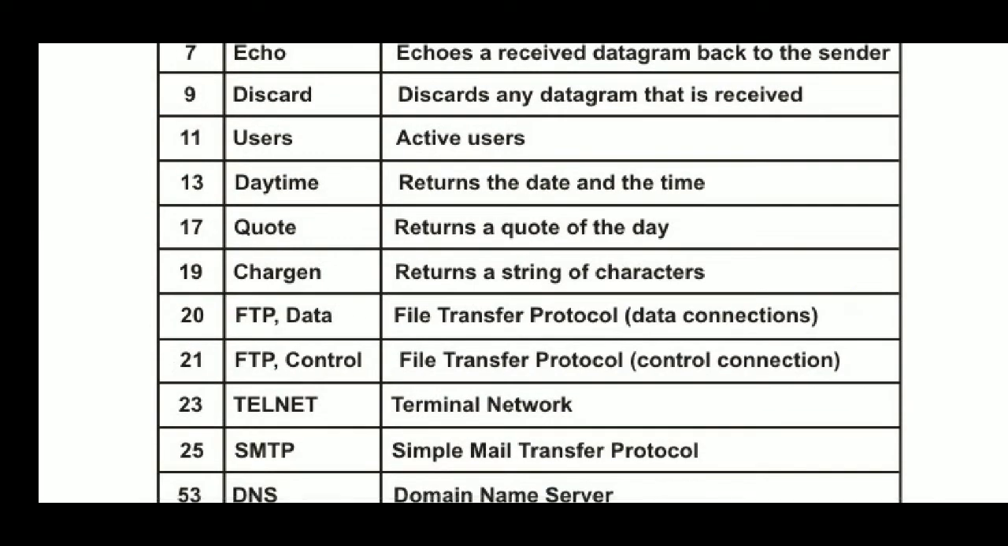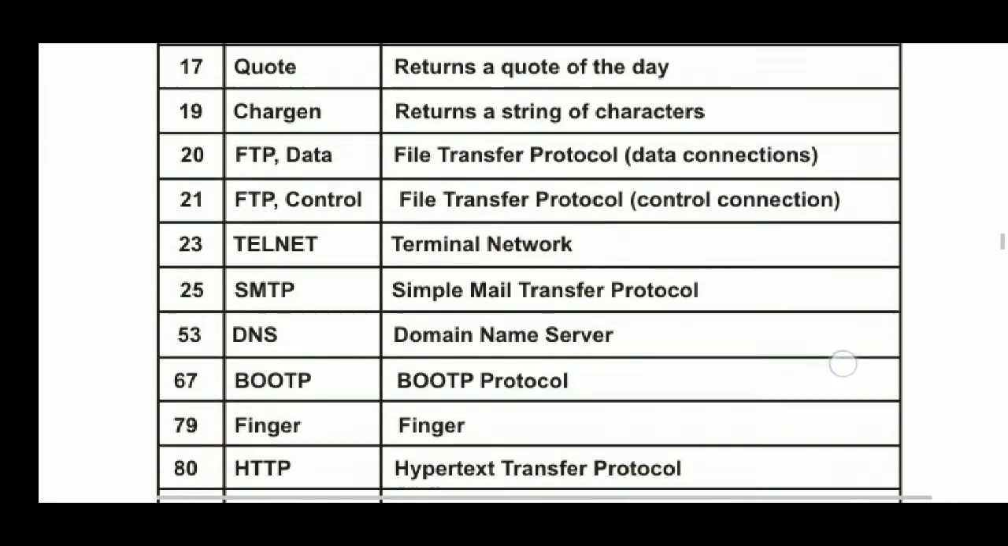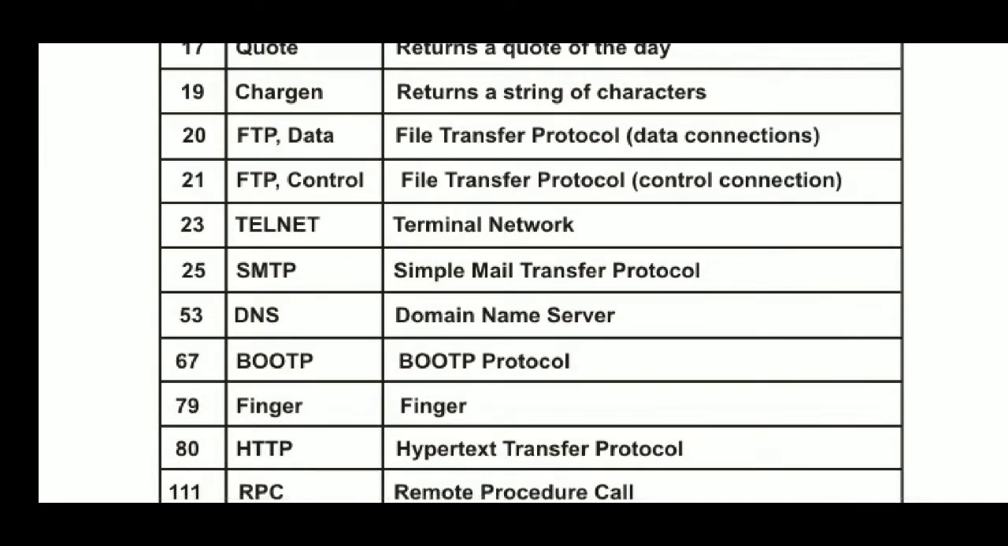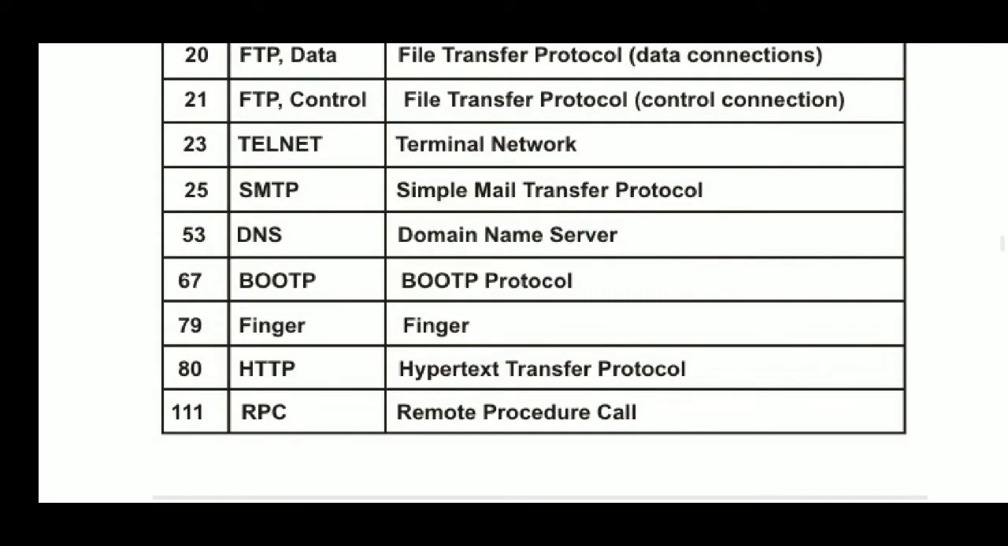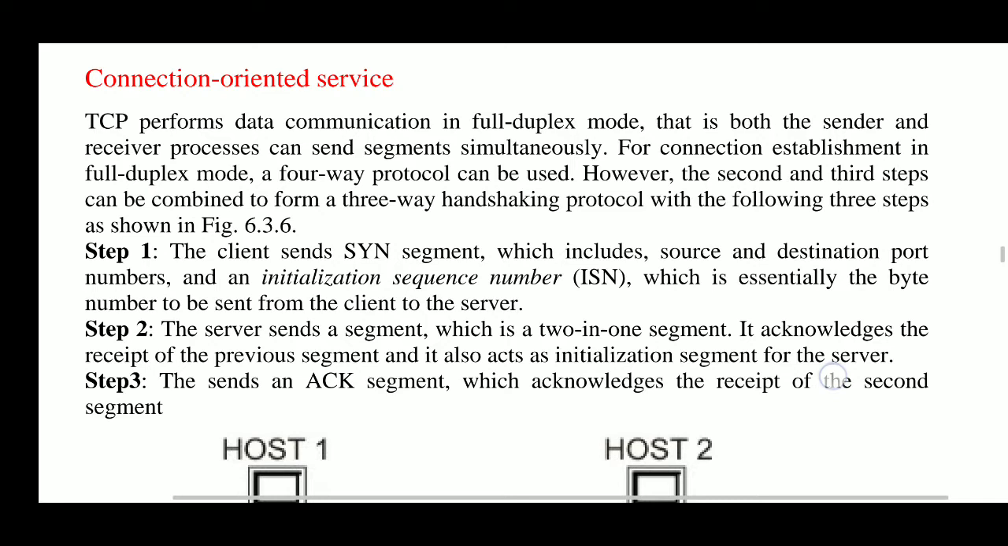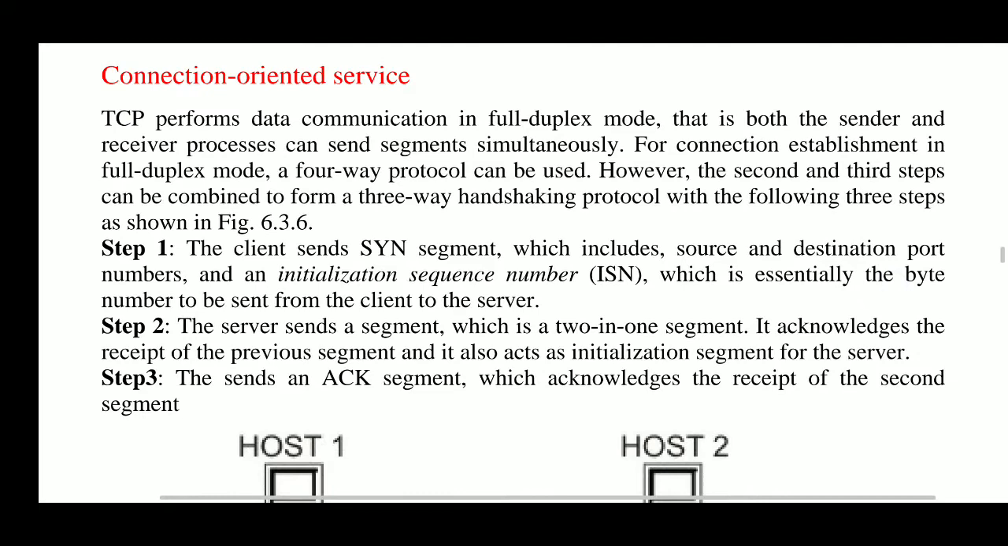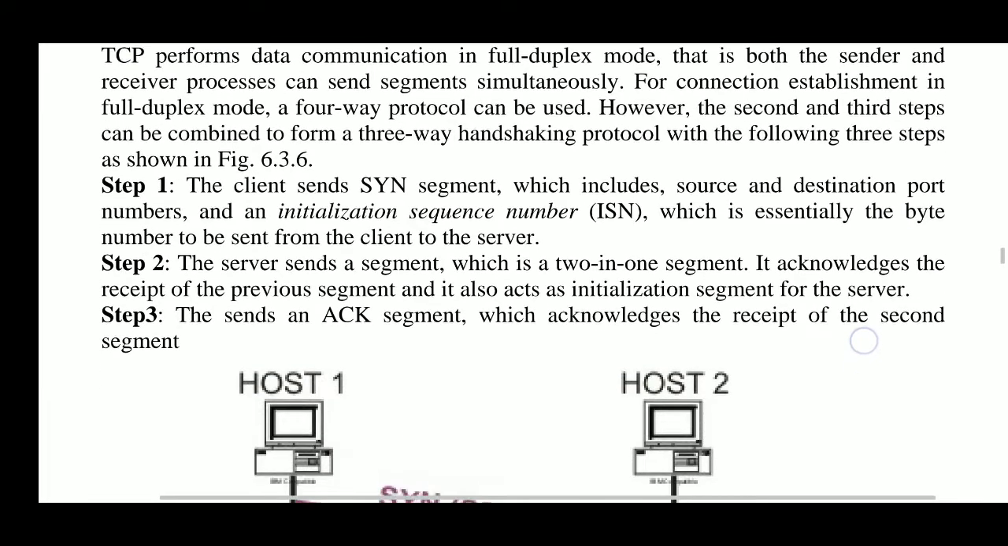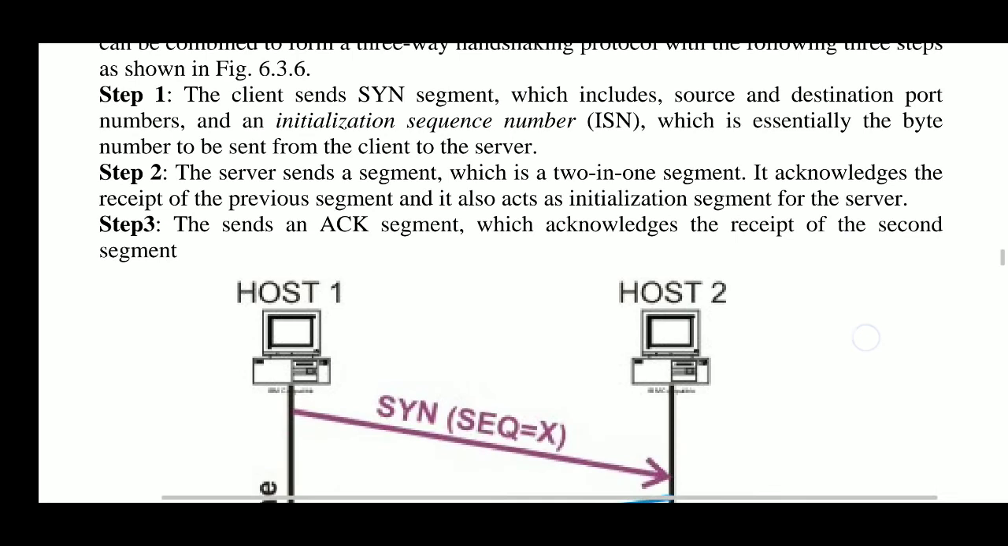So these are the ports defined for the TCP protocol. Port 20 is for FTP data connections, and 21 for the FTP control connection. Port 23 is for Telnet, 25 is for SMTP, and port number 80 is for HTTP, hypertext transfer protocol. Okay, so TCP provides a connection-oriented service which performs data communication in full duplex mode, that is, both the sender and receiver processes can send segments simultaneously. So here's the description.